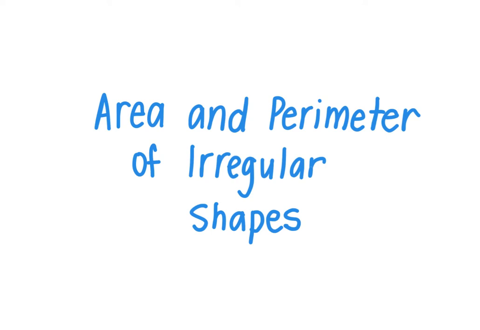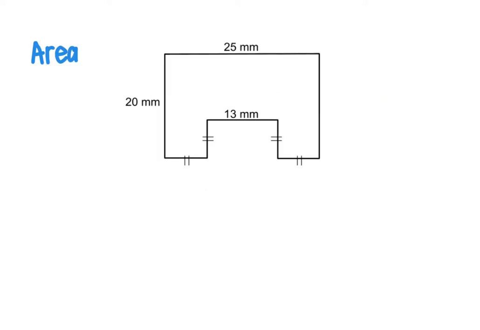Hi everyone, today we're going to explore how to find the area and perimeter of irregular shapes. We know that to find the area means to find the space inside of a shape. So when we have an irregular shape, we don't have a formula specifically that we can use for that shape, and we're going to need to break the irregular shape into shapes that we do have formulas for.